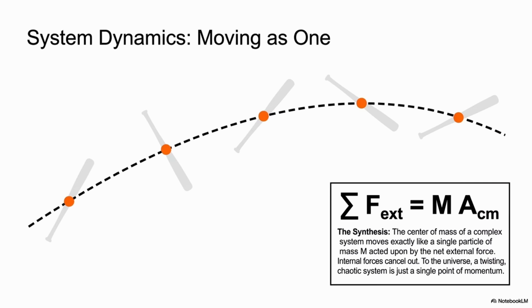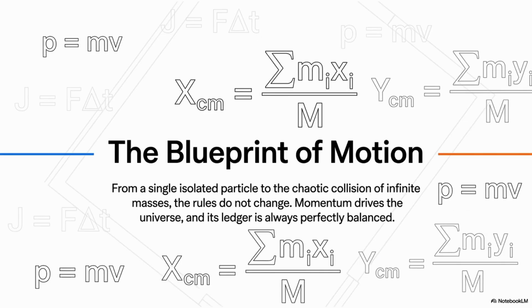Exactly. Wow. Okay, well, we are moving to the final slide now, slide 12, the blueprint of motion. So what does this all mean? It means that from a single particle to an infinite number of interacting masses, the ledger is always perfectly balanced. Momentum drives the universe. Underneath all the apparent chaos of our physical world, there's this unbreakable, elegant order.